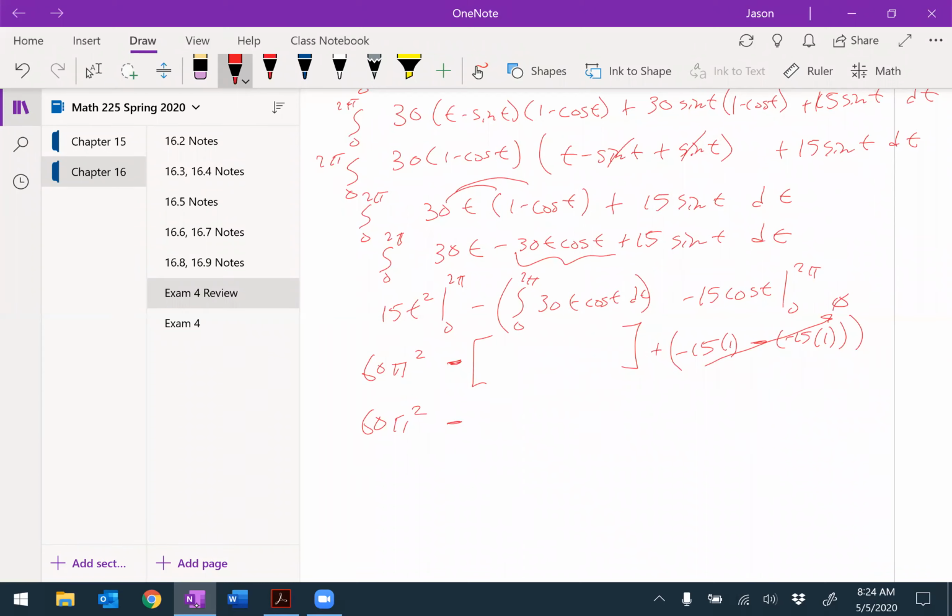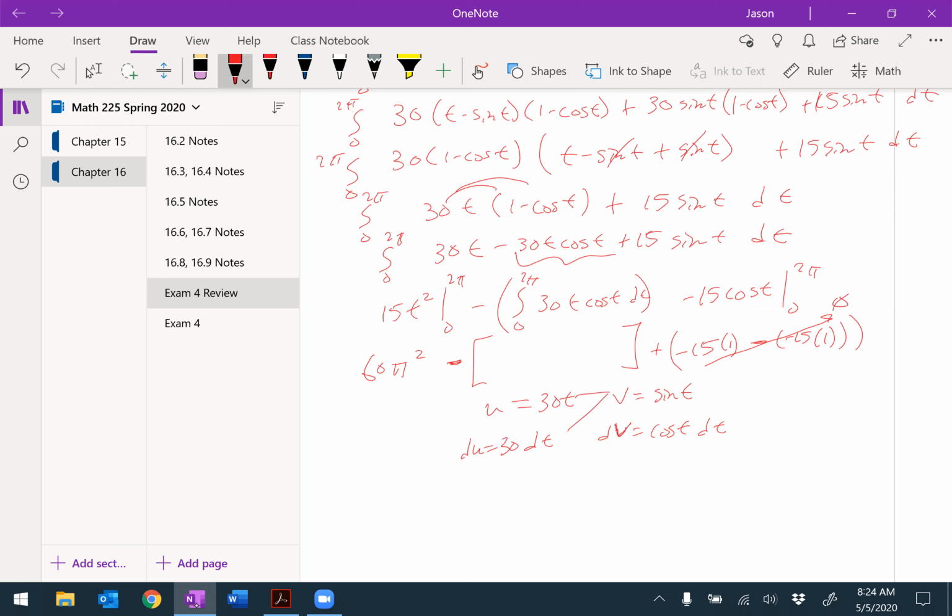Now I'm going to use integration by parts on this. Okay, so I'm going to do a little pause here. I'm going to say, well, my u is equal to 30t, my dv is equal to cosine t dt. Okay, so du is equal to 30 dt, and my v is equal to sine t.